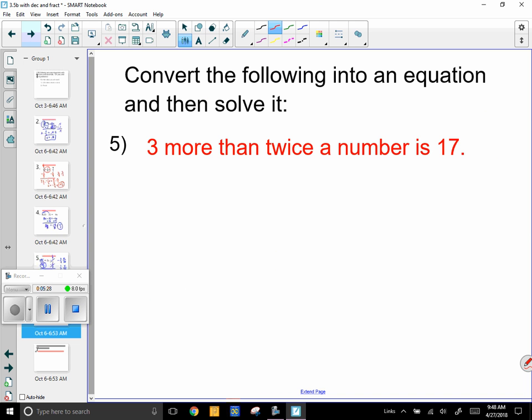All right. Now we're going to try some word problems with 2 steps. These really aren't that bad. This is probably easier than the question right before. So just remember all your vocab. 3 more than twice a number is 17. 3 more than twice a number is 17. Go ahead and solve that. Now that I wrote it, it shouldn't be too bad.